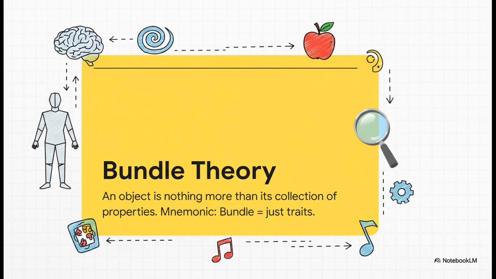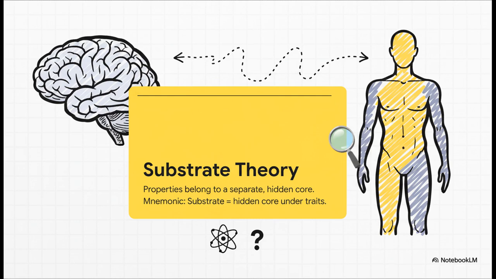End of story. Okay, so next up, substrate theory takes the complete opposite view. It says there has to be something that has all those properties. The best analogy is like an invisible pincushion. You have this hidden, totally featureless core, that's the substrate, and all the properties, like red and sweet, are just pins stuck into it. You can never ever see the cushion itself, only the pins.